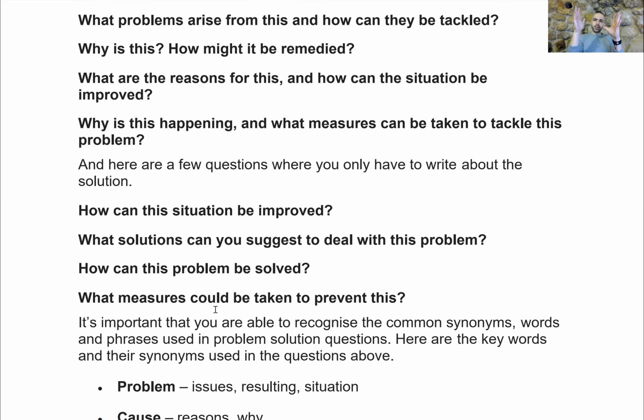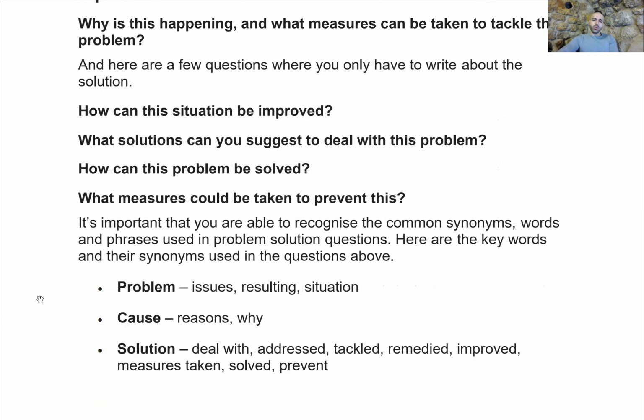So as you can see, they showed us a lot of questions above about either causes and solution or problems and solutions. And the other half, they actually showed us some typical wording questions about solutions. So these are different synonyms of the word solution that could be asked in many ways. So it's important that you are able to recognize the common synonyms, words, and phrases used in the problem solution questions. Here are the keywords and the synonyms used in the questions above.